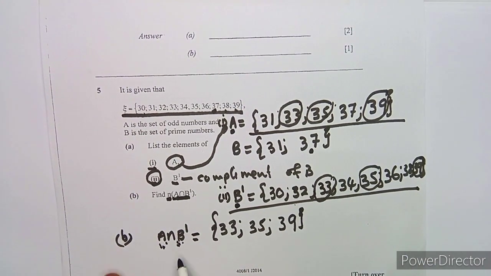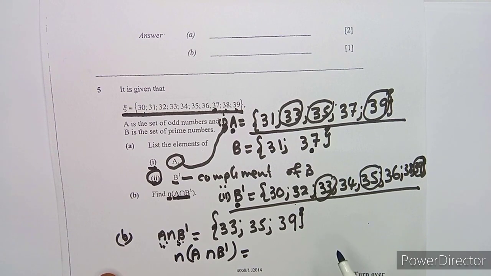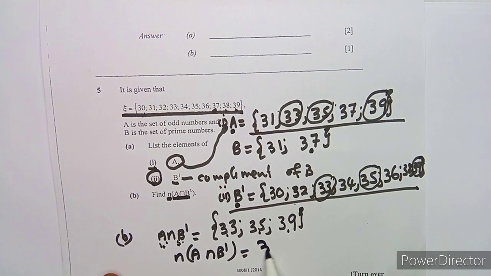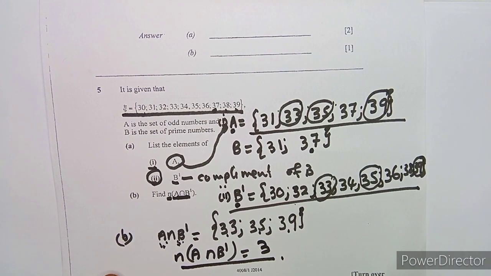But now the question is to state the number that is A intersection B complement. How many elements are there? So you're counting 1, 2, 3. So you've got 3 elements in this case. You are counting the number of elements. How many are they?